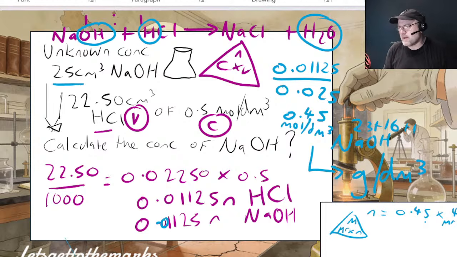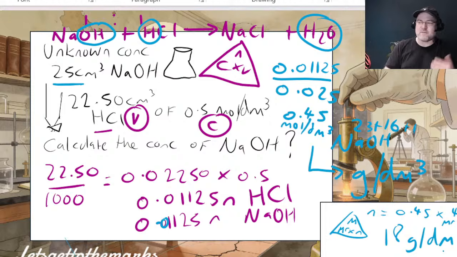Is that right? What is the mass? 23, yeah, for sodium. 16 for oxygen is 39. And 1 for hydrogen is 40. Okay, just seemed a bit easy, that, the old 40. It's that kind of time of night as well. So that would equal 18 grams per decimeter cubed.